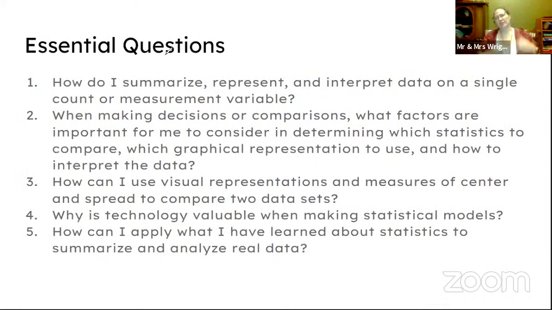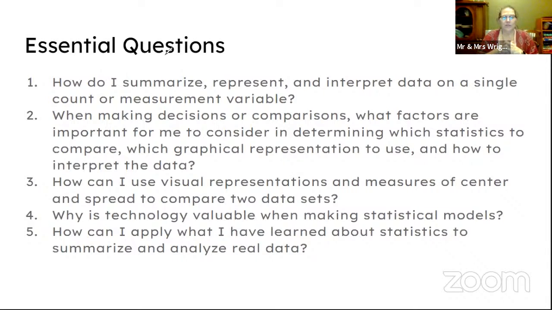So essential questions. What kind of things are we going to cover in this unit? How do I summarize, represent, and interpret data in a single count or measurement variable? When making decisions or comparisons, what factors are important for me to consider in determining which statistics to compare? Which graphical representation should I do? Remember, we talked about histograms, dot plots, box and whisker plots, all kinds of stuff, and bell curves. Which one should I use to represent my data?